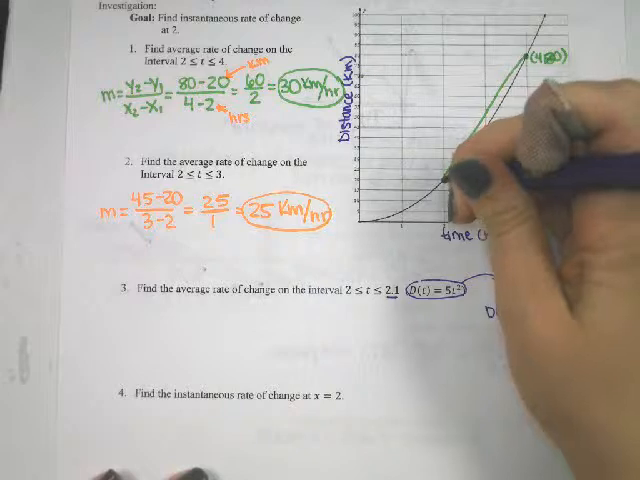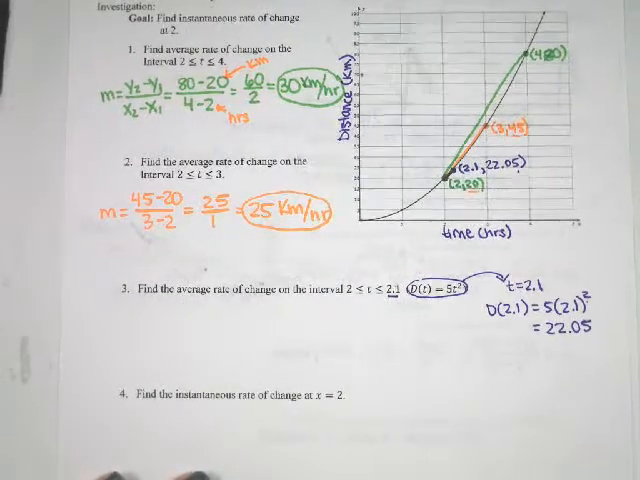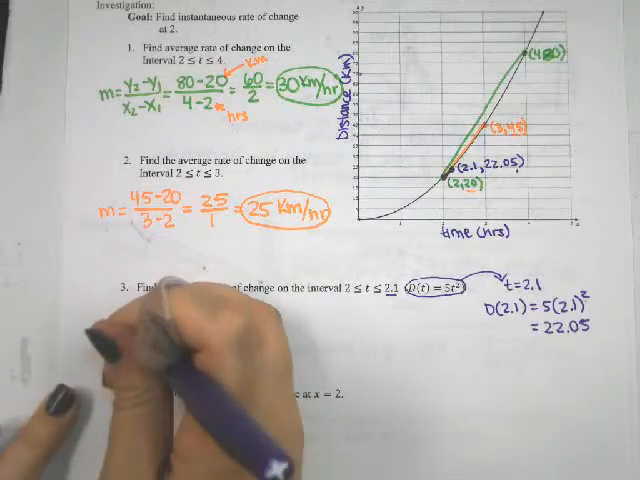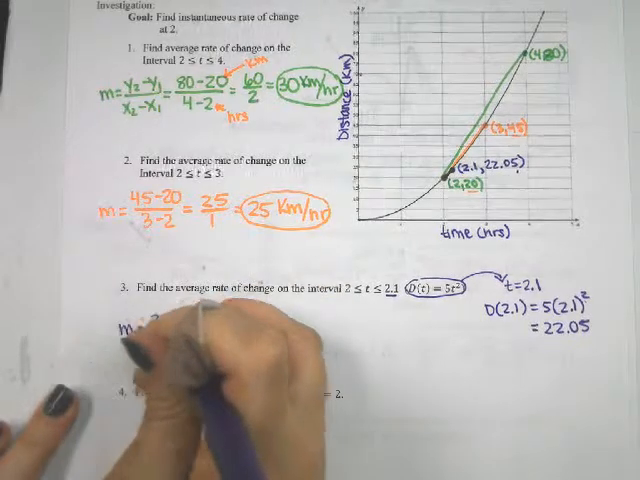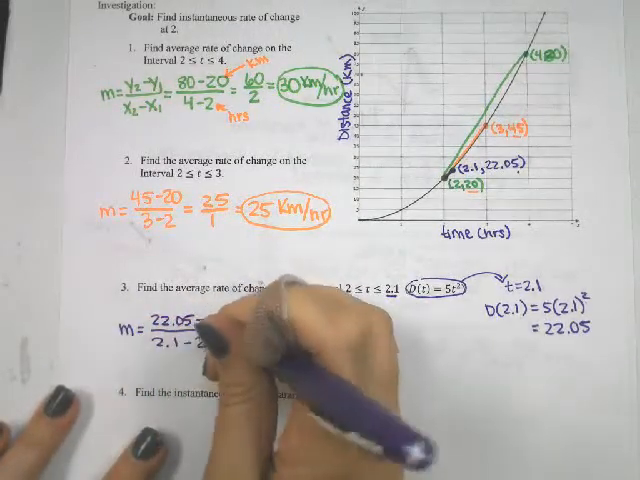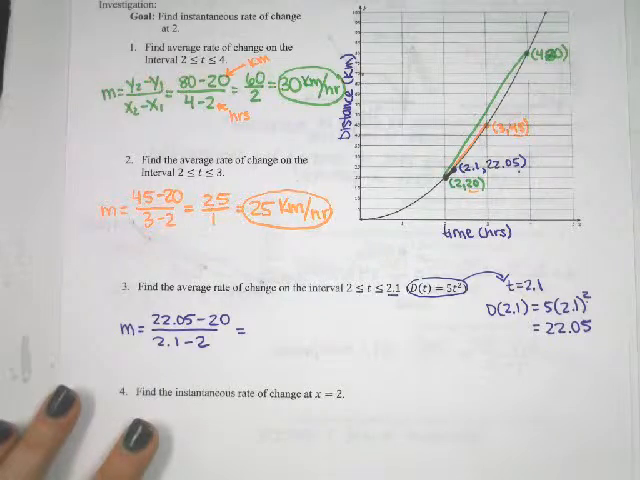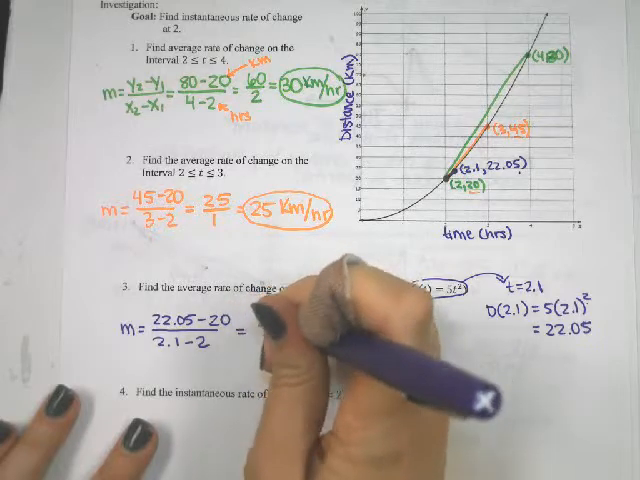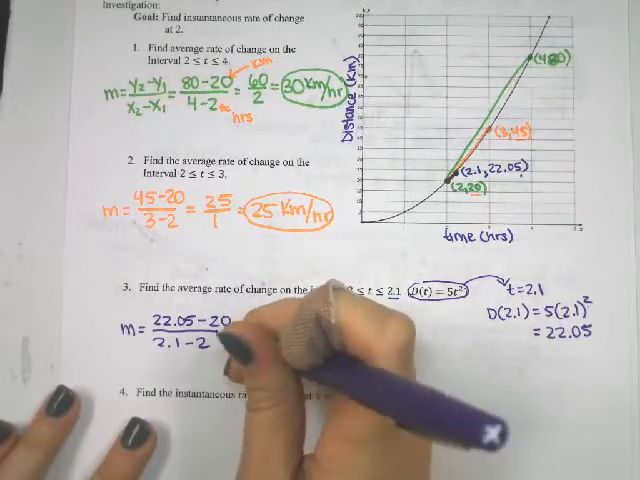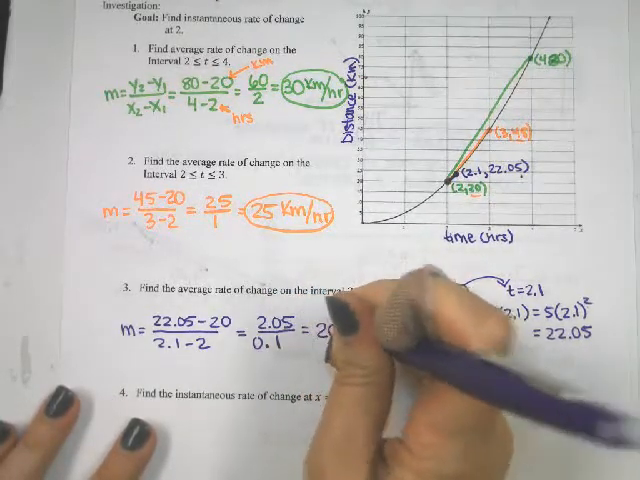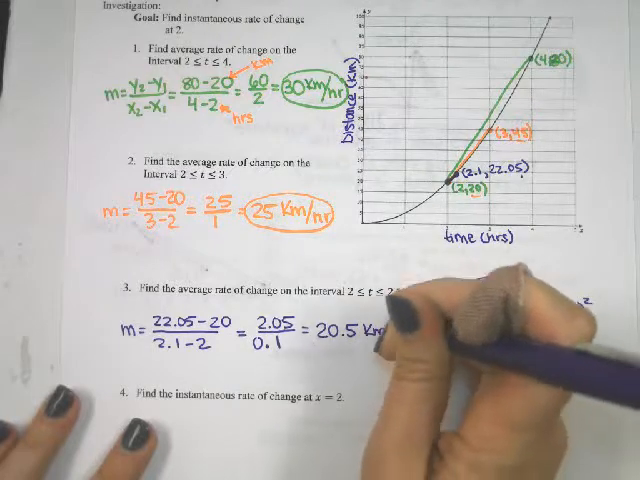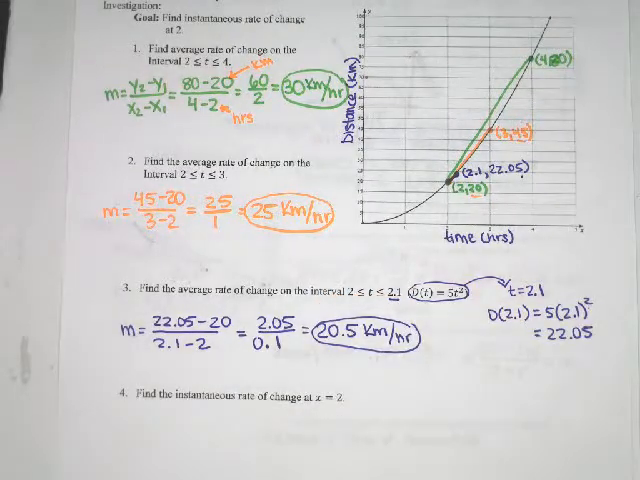Now we're looking for the slope of the straight line between those 2 points. So we do the same thing. We do our y's, 22.05 minus 20 over 2.1 minus 2. So 22.05 minus 20 is 2.05, divided by 0.1 is 20.5 kilometers per hour. So between 2 hours and 2.1 hours, you are traveling 20.5 kilometers per hour.